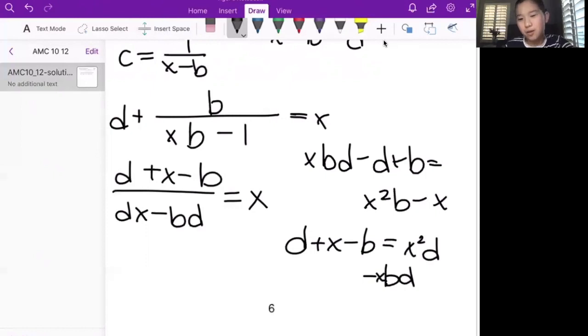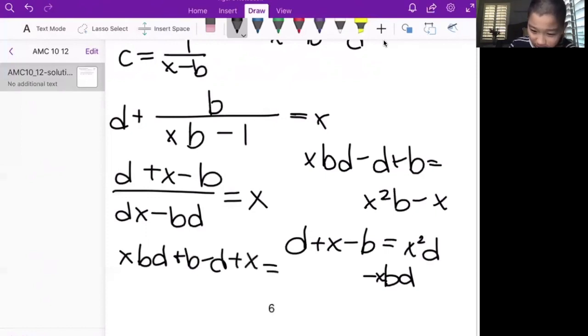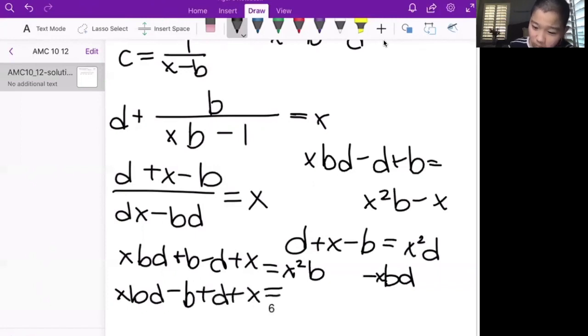Now we just need to rearrange those equations a bit. So the first one, we can rearrange it into xbd plus b minus d, then plus x equals x squared b. And then for the second one, we can rearrange it into xbd minus b plus d plus x equals x squared d. So now you can probably see the symmetry.